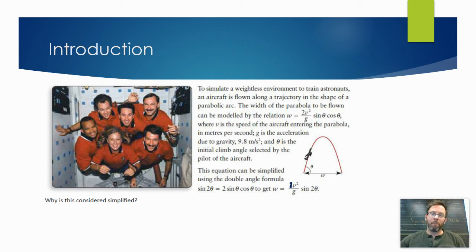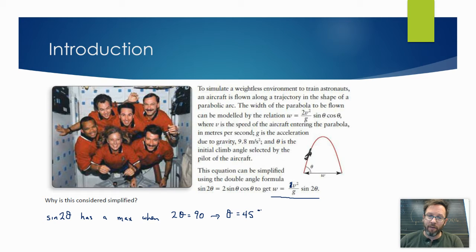But why would you consider this simplified? What if you were trying to find the angle that maximizes this w? Well, using the simplified expression, we know that sine of 2 theta has a max when 2 theta is equal to 90, or when theta is equal to 45 degrees. And that's it. Using sine 2 theta, it's that easy to say this width will be maximized when the angle is 45. That's not so obvious when you're trying to maximize the product of sine theta times cos theta. It's not obvious at all.